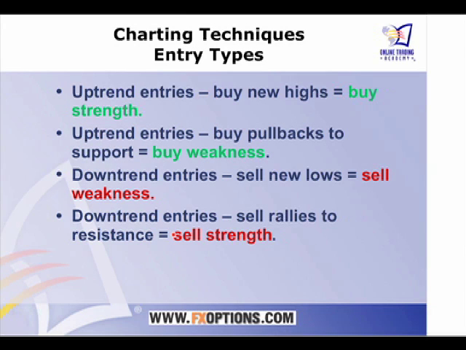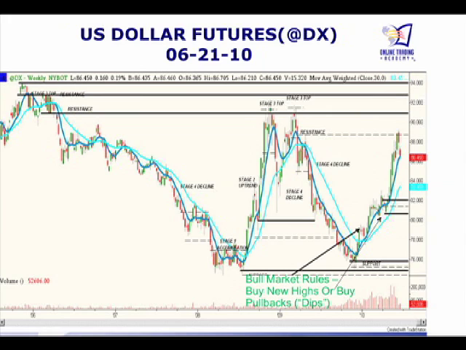If there's a downtrend, you're going to be selling when price makes new lows, when it breaks through some kind of support, which is called selling weakness. Or you can go ahead and you can sell when markets rally into some kind of resistance, which is selling strength.